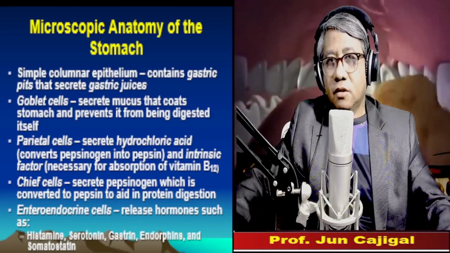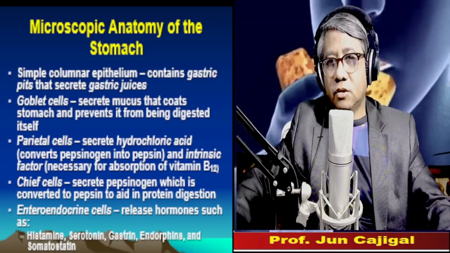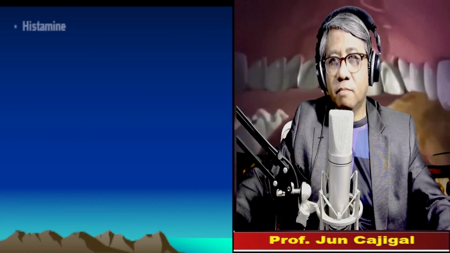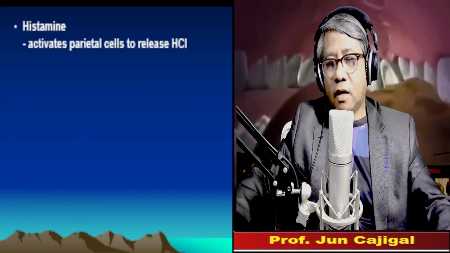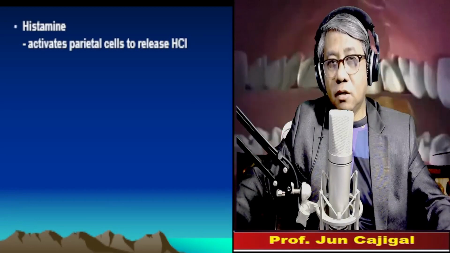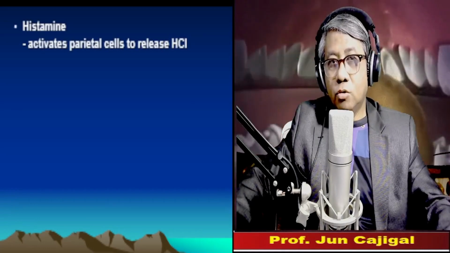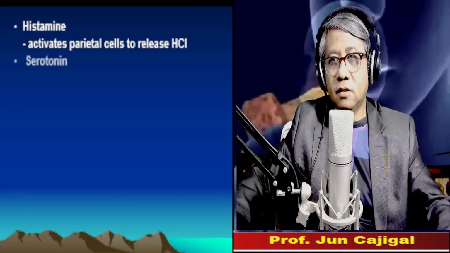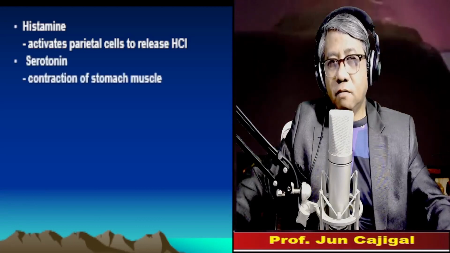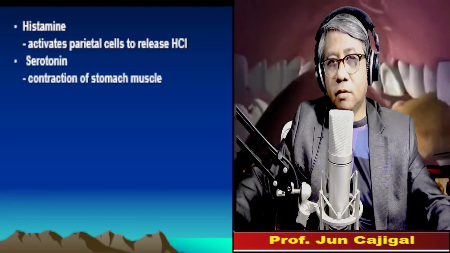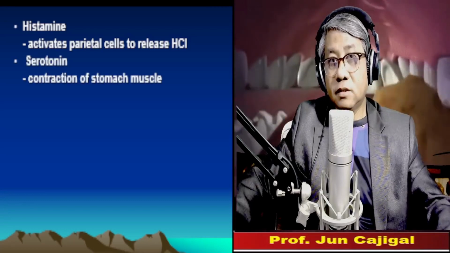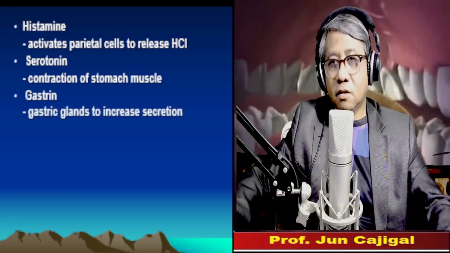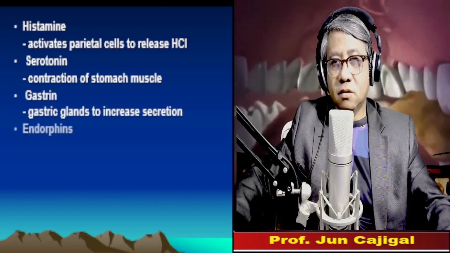Now at this point, let us identify the functions of these hormones released by the enteroendocrine cells of the stomach. Now, histamine is involved in the activation of the parietal cells to release hydrochloric acid. And we know that hydrochloric acid is essential in the conversion of pepsinogen to pepsin. Serotonin, on the other hand, is involved in the contraction of stomach muscle, which is essential for the peristalsis movement of the stomach. Gastrin, on the other hand, stimulates the gastric glands to increase their secretion.